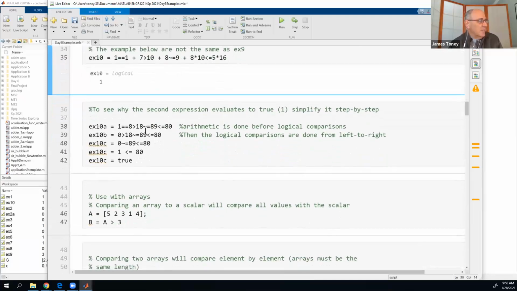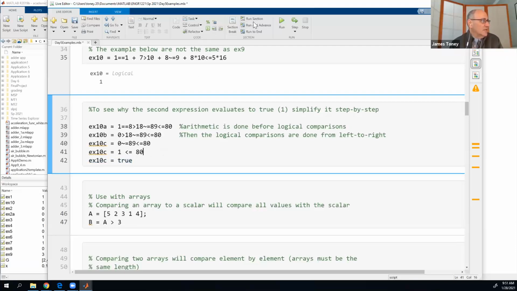This shows you step by step how it would do that. First it does 1 plus 7 is 8, 10 plus 8 is 18, 9 plus 8 times 10 is 89, and 5 times 16 is 80. Then it evaluates the relational operations from left to right. So is 0 greater than 18? No, so it replaces that by a 0. Is 0 not equal to 89? Yes, that's true. So it replaces that by a 1. And then you end up with, is 1 less than 80? Yes, it is. So finally, you end up with true or logical 1.